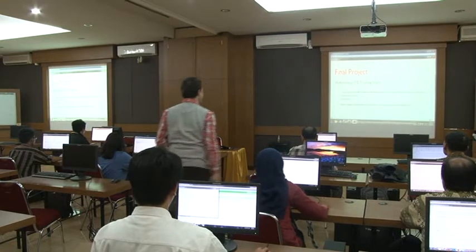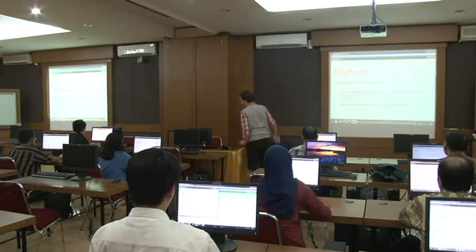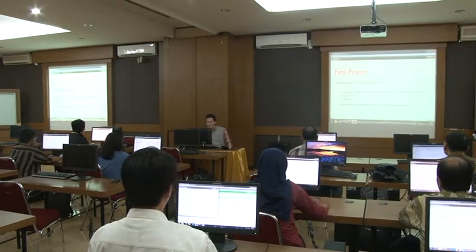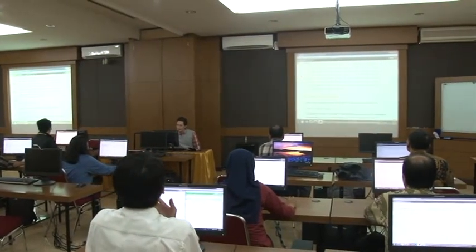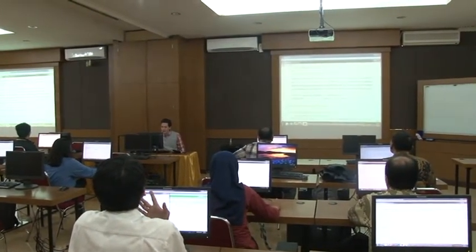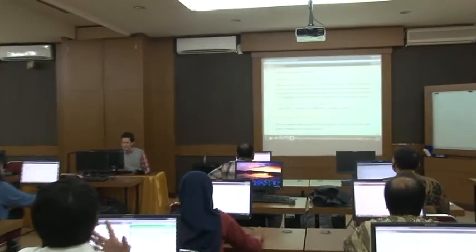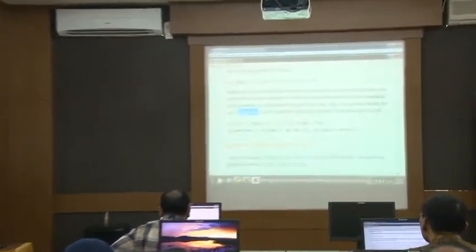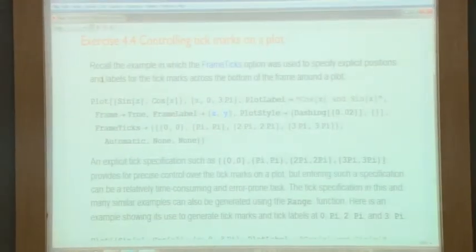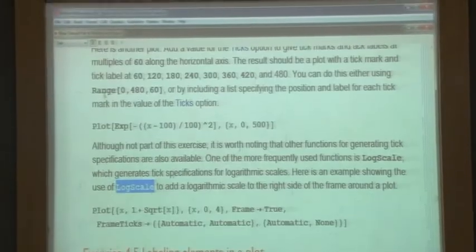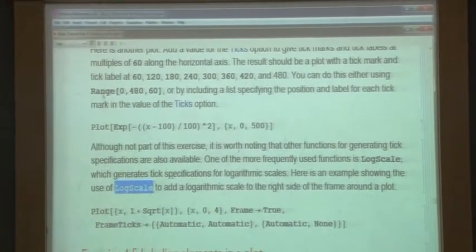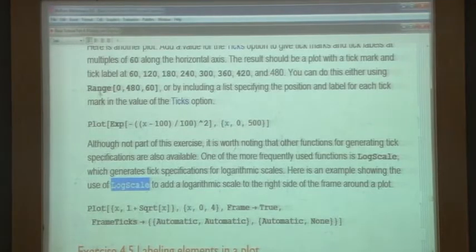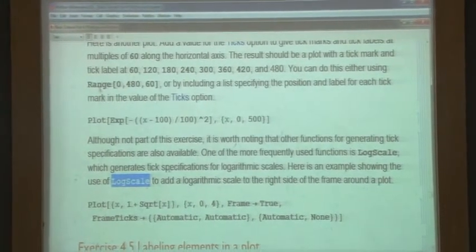Alright guys, I apologize for question 4.4. Please ignore question 4.4. Please ignore the log scale. Alright? Ignore this part. Don't worry. You guys feel free to skip the last part for the log scale. That has been already superseded in Mathematica 9. So you don't need to worry about that.